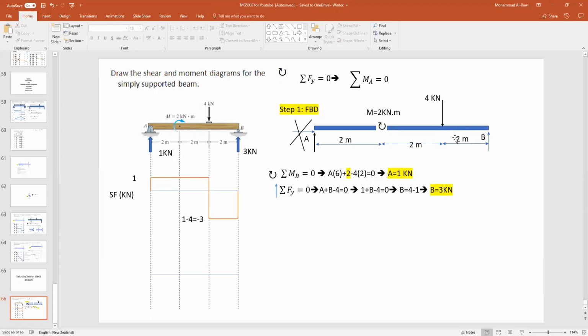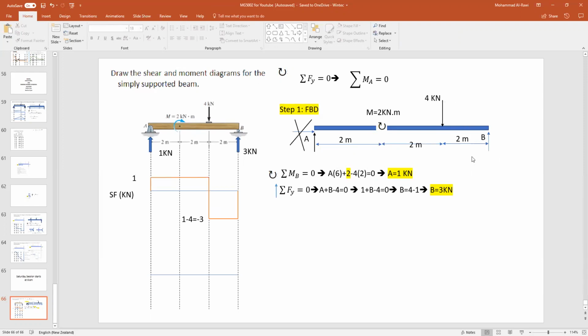So that's 4 kilonewtons counterclockwise. Therefore, I put the -4. Rearranging the equation, the support reaction at A is equal to 1 kilonewton. I come here and write 1 kilonewton. Now we need to determine the support reaction at point B.